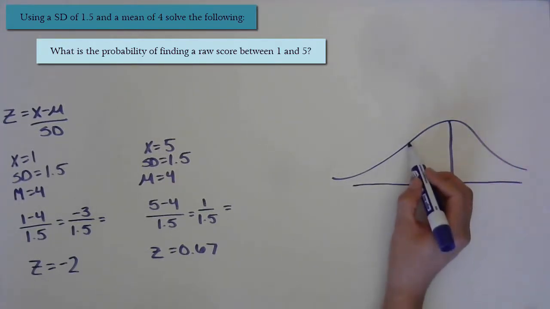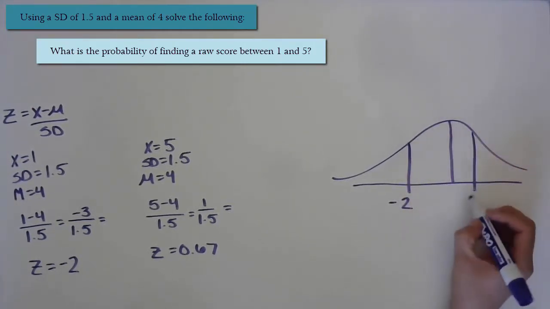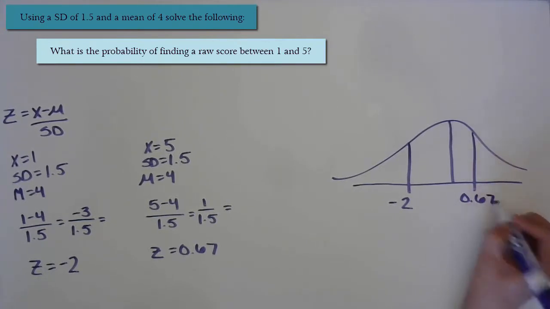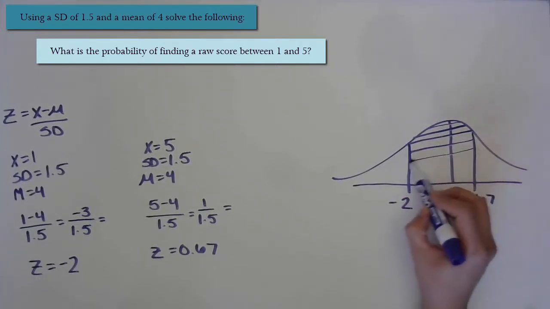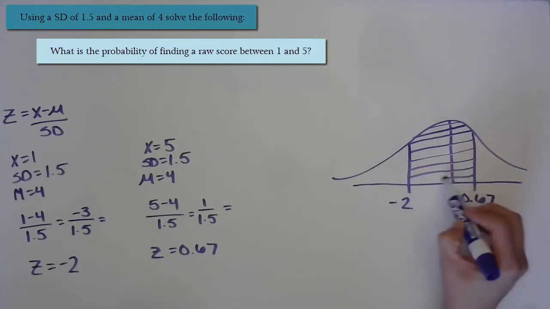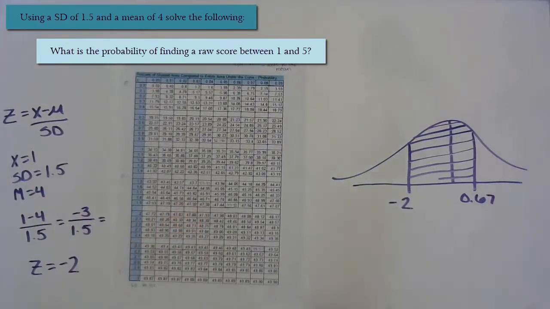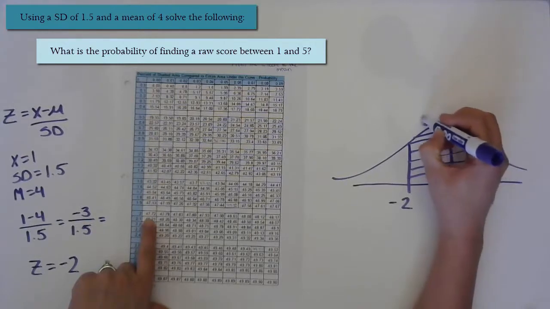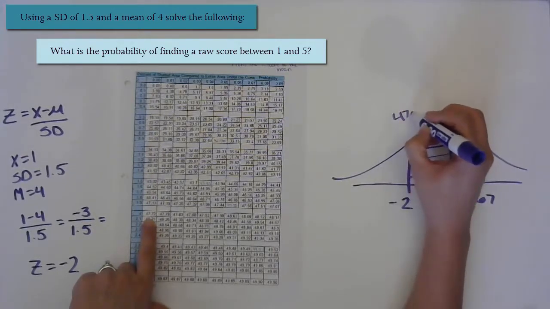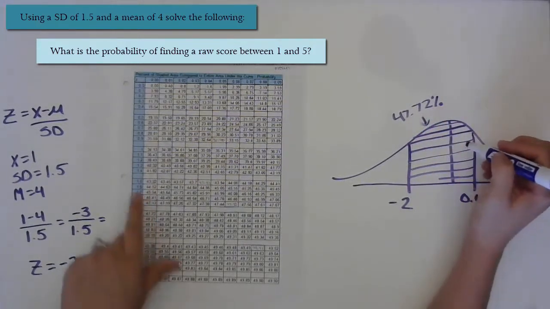Okay, so we have a negative 2, and then we have 0.67. Okay, and we are looking for between those two scores. So that is this whole area here. Okay, all right, so let's go ahead and pull this out. Okay, we are looking for 2.0. So this area here is 47.72%.